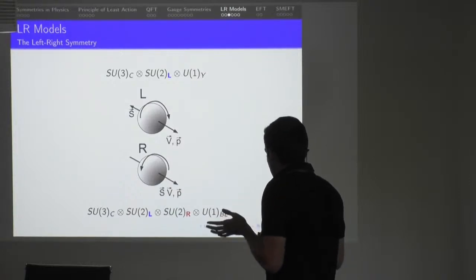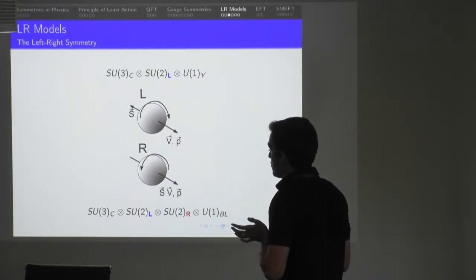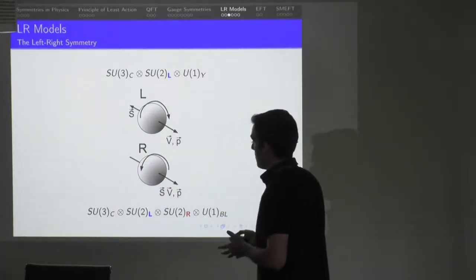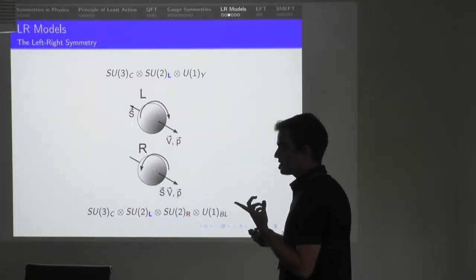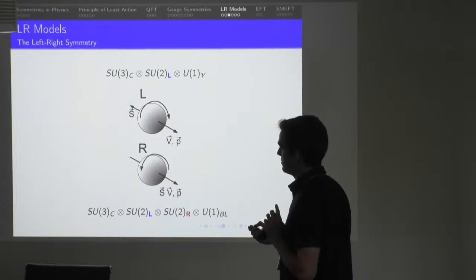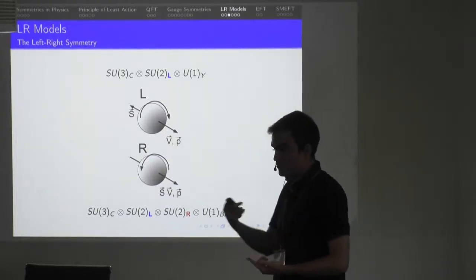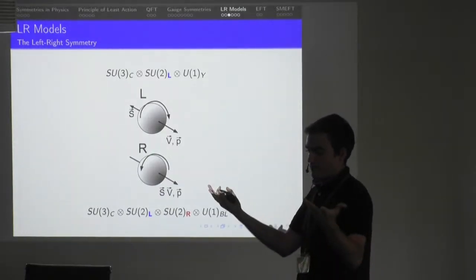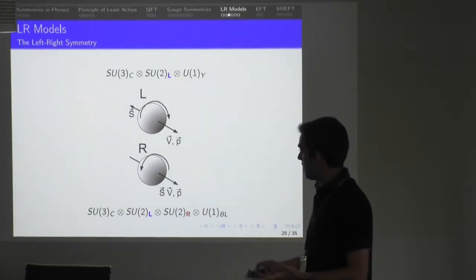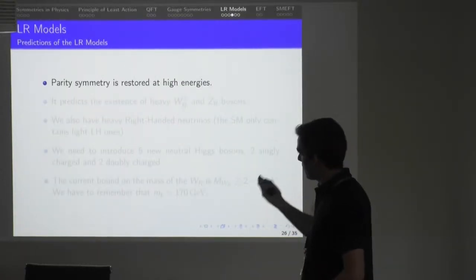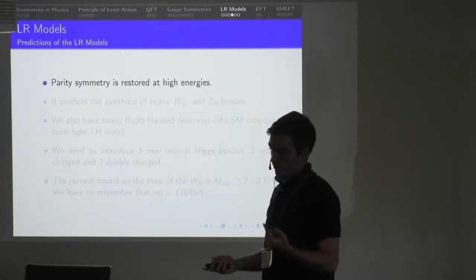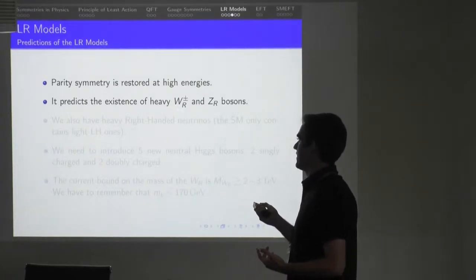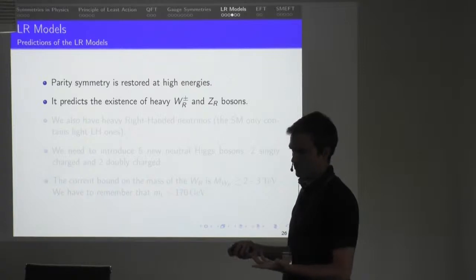So I can use a theory in which there's no distinction between left and right. And how can I get this? Well, I had W bosons that couple to the left-handed particles. I can introduce new W bosons that also couple to the right-handed particles, and there's a symmetry between them. In this case, parity symmetry is restored at high energies. These theories also predict, they indeed need, the existence of heavy W right and Z right bosons.